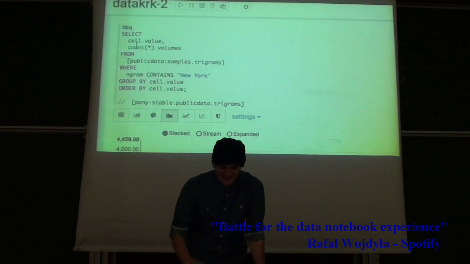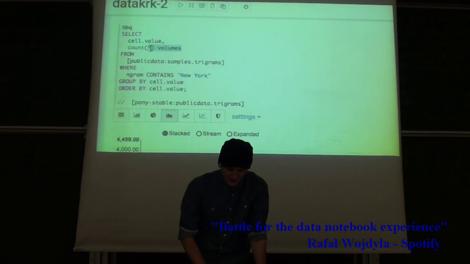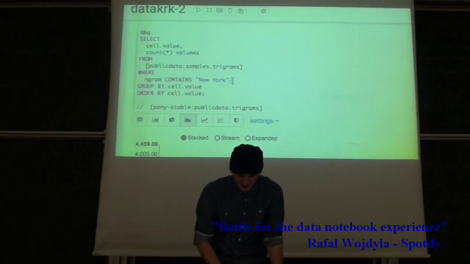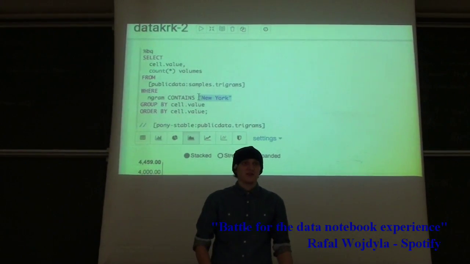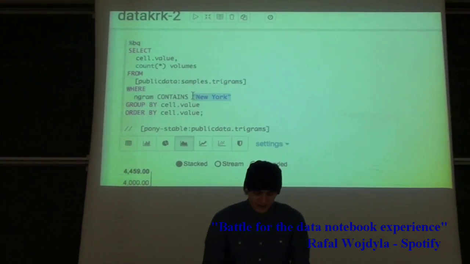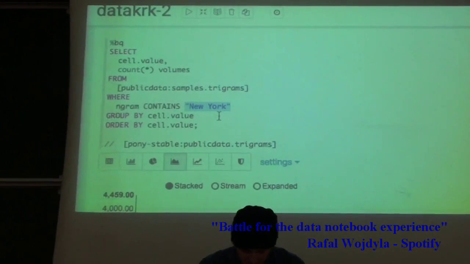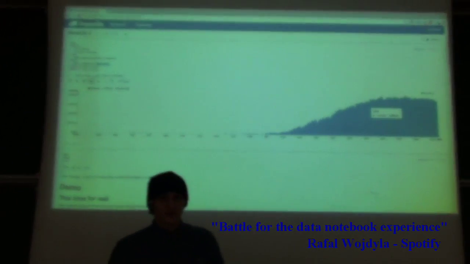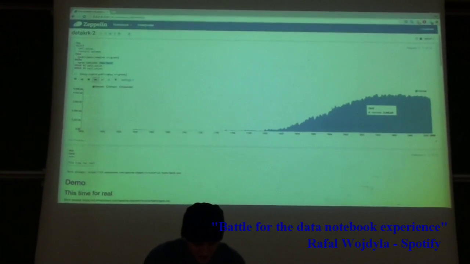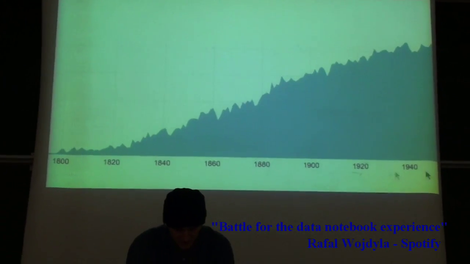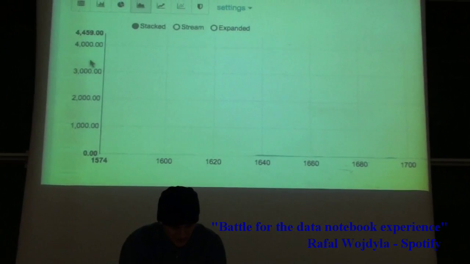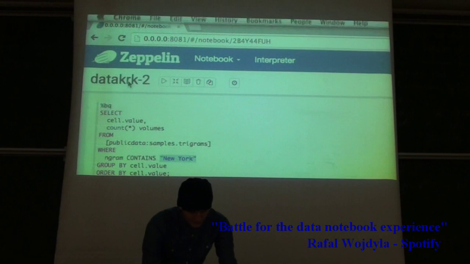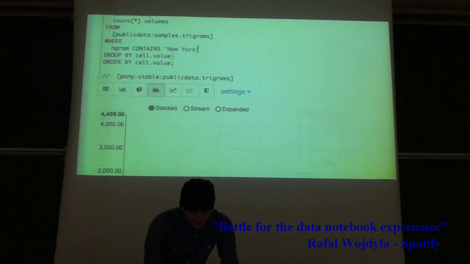Basically, we're selecting two things. We're counting some volumes, which is the number of books in which a specific term appears, which in this case is New York. For some reason, it's not really important why. Then we get this really nice result in the form of a graph, which makes it pretty easy to read. You get the year on the X axis and the number on the Y axis. It's pretty simple, but maybe let's search for something else.